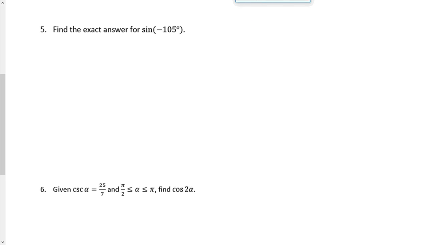All right, find the exact answer for sine of negative 105. Is negative 105 on the unit circle? No. Guys, you cannot use negatives to put together. Like, you can't do negative 60 plus negative 40. You can only use what's on the unit circle. So I need two things, and if I need a negative, am I going to be adding or subtracting? I'm going to be subtracting.